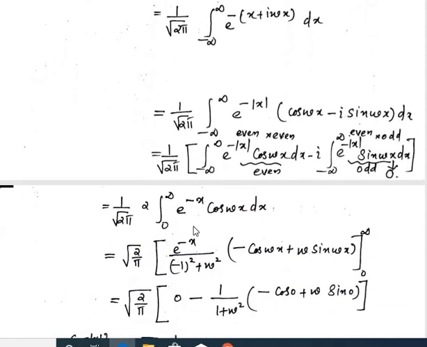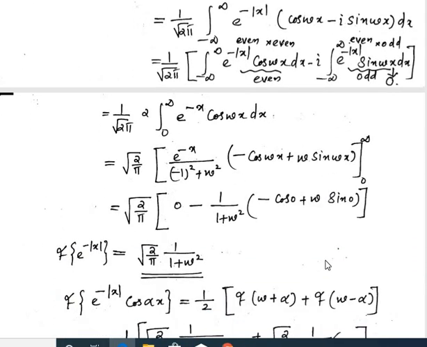So it is 2 times the integral from 0 to infinity of e raised to minus x, since |x| is x as x is greater than 0, cos omega x dx. Now by the reduction formula, the integral of e raised to ax cos bx is e raised to ax by a square plus b square into a cos bx plus b sin bx. Here a is minus 1, b is omega, so it is e raised to minus x by minus 1 square plus omega square into minus cos omega x plus omega sin omega x, applying the limit 0 to infinity.